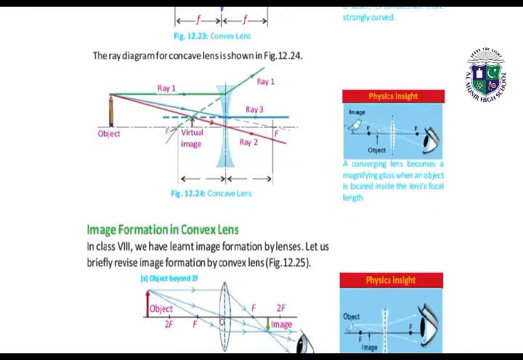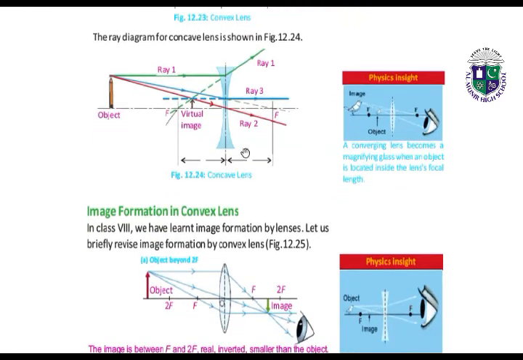Next, we have the concave lens. Here we have the object, and after refracting the light, the image is formed after passing through the concave lens. It is called the virtual image. So concave lens always shows the virtual image. Here we have the point F.